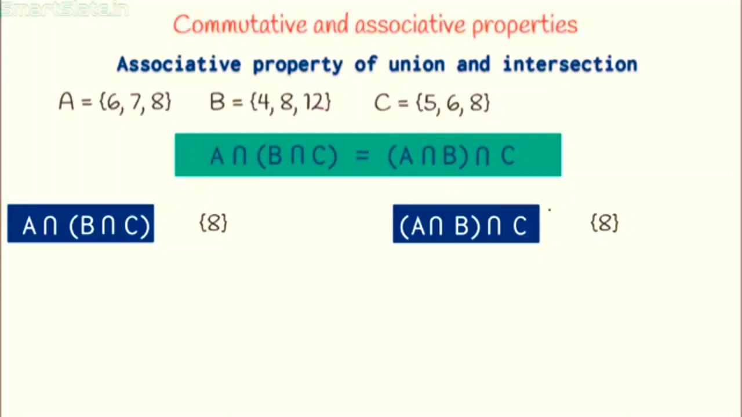So we prove that A intersection (B intersection C) is equal to (A intersection B) intersection C. We have proved that associative property of intersection is true. Now we are going to see this with the Venn diagram.